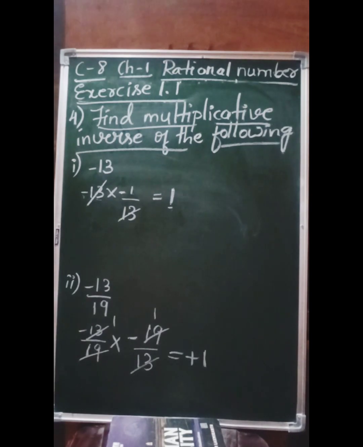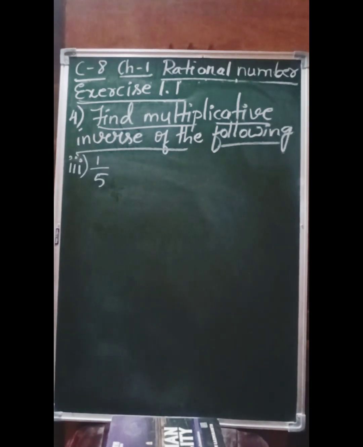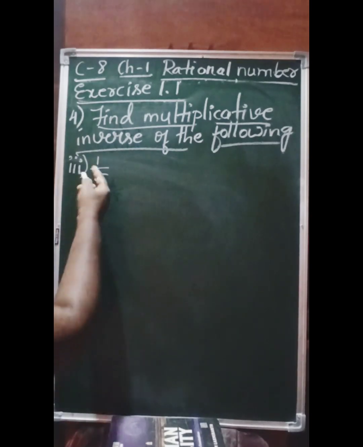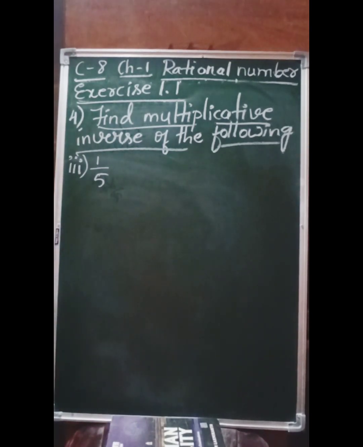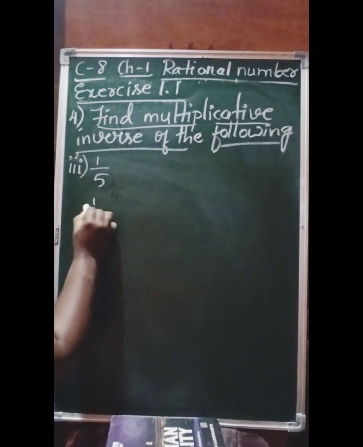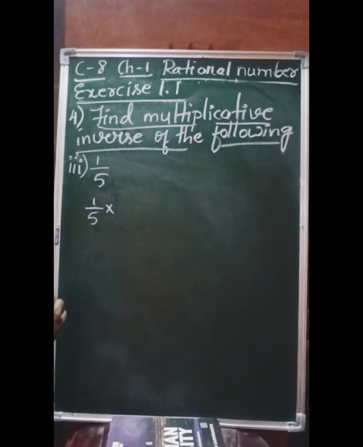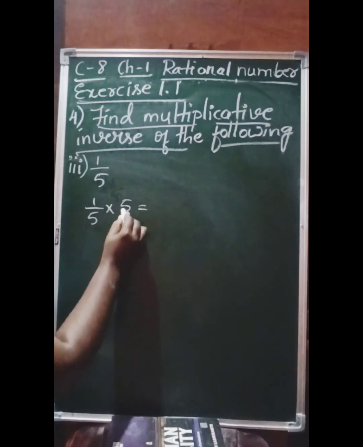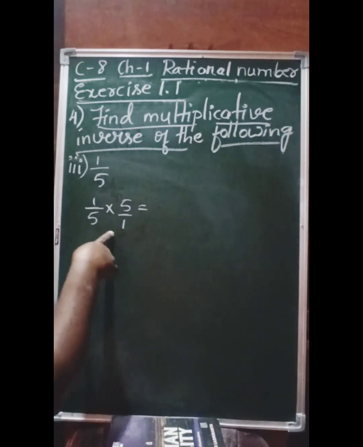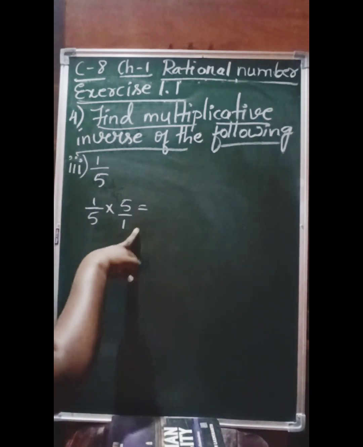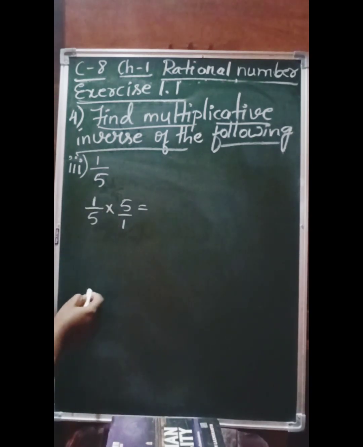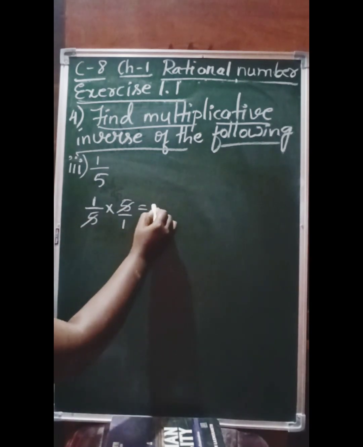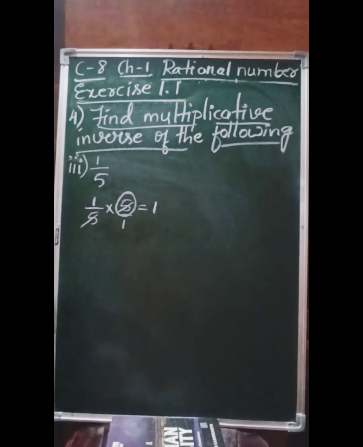Consider the third problem. The third problem is 1 by 5. This is given as positive, so no need to worry about anything. Just to cancel 5, consider the other term. If you consider 1 by 5, again it becomes 1 by 25, right? So in the numerator consider 5. It is nothing but 5 by 1 only, so whether you write the 1 or not doesn't matter. 5 gets cancelled, it gives 1. So 5 is the multiplicative inverse of the given number 1 by 5.